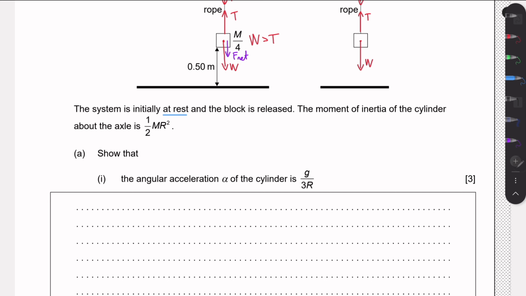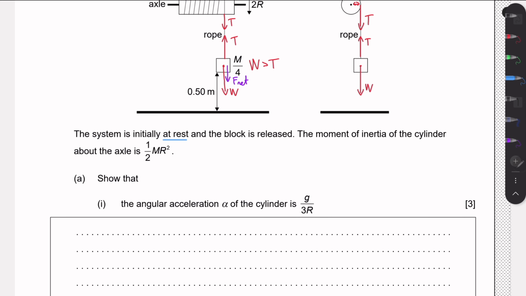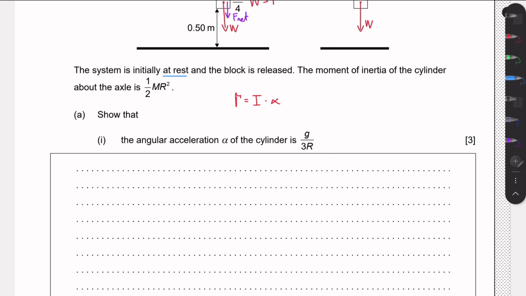So now we can write up some equations. We know that torque is equal to moment of inertia times angular acceleration. And well, here torque is just going to be the force, which is tension, times the distance of the axis, which is going to be r. And this will be equal to the moment of inertia times the angular acceleration.